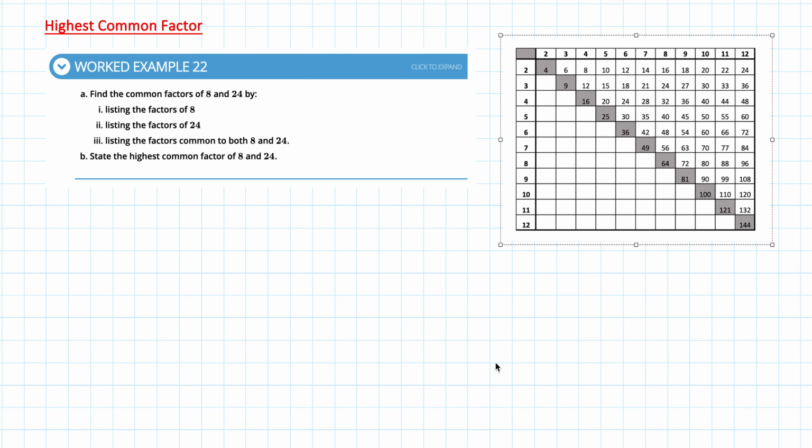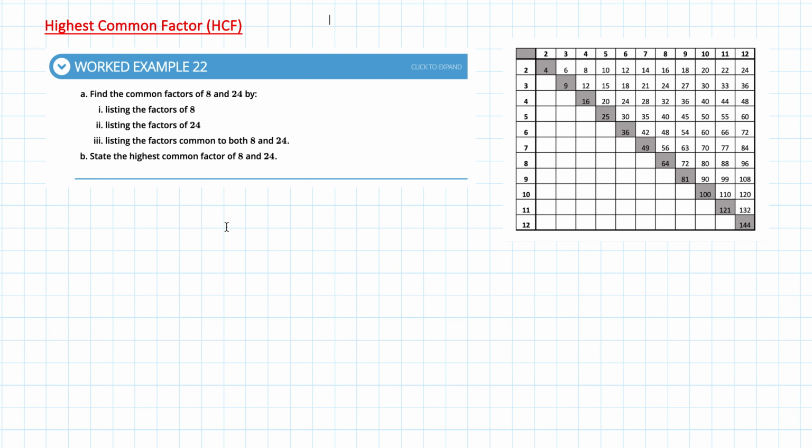So the second part of today's lesson is highest common factor. The highest common factor, and I forgot to write it here, you will also see it as HCF, okay? So the highest common factor between two or more numbers is exactly that. You find the factors of each number individually, and then you find which one is the highest that is common to both numbers.